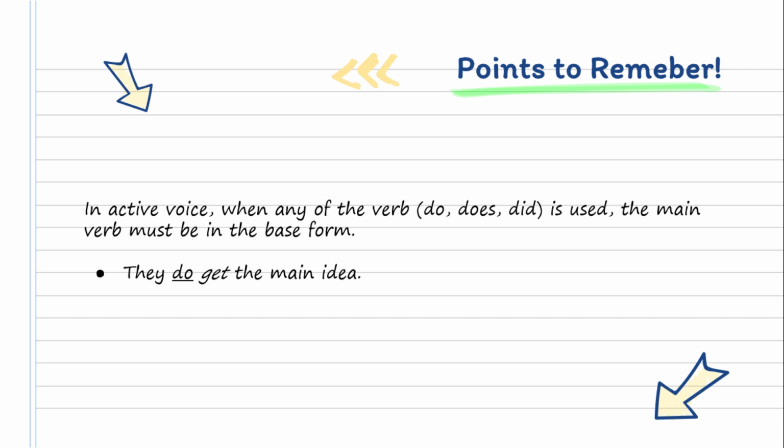In active voice, when any of the emphatic verb like do, does, did is used, the main verb must be in the base form. For example, they do get the main idea.